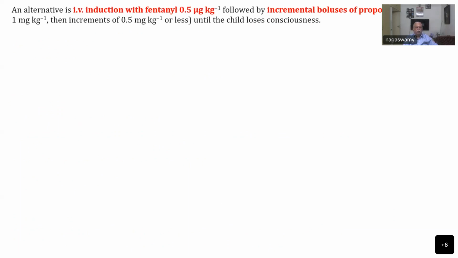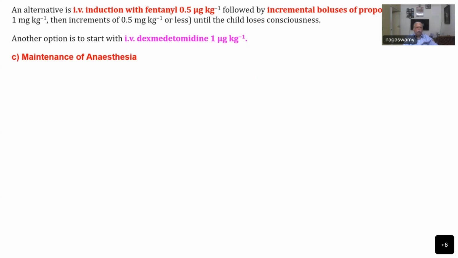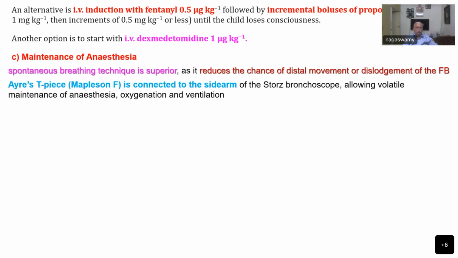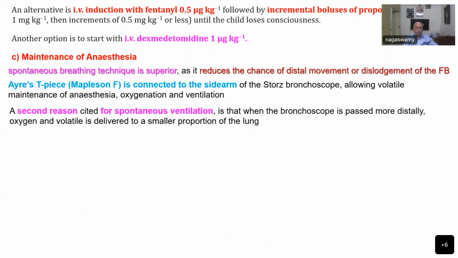An alternative is to go for IV induction with fentanyl 0.5 microgram followed by incremental boluses of propofol until the child loses consciousness. And the current technique is to go for IV dexmedetomidine 1 microgram per kg. And the maintenance spontaneous breathing technique is superior as it reduces the chance of distal movement or dislodgement of the foreign body. So the anesthesia circuit is connected to the side arm, allowing maintenance of anesthesia by oxygenation and ventilation.